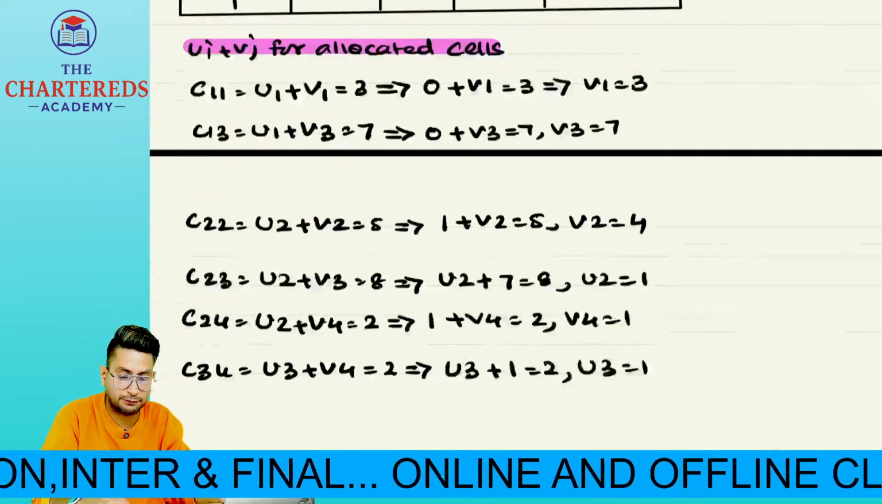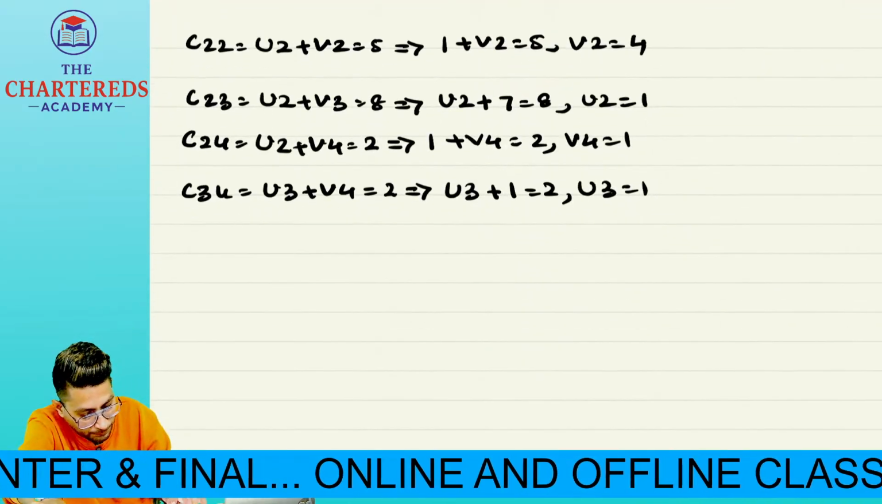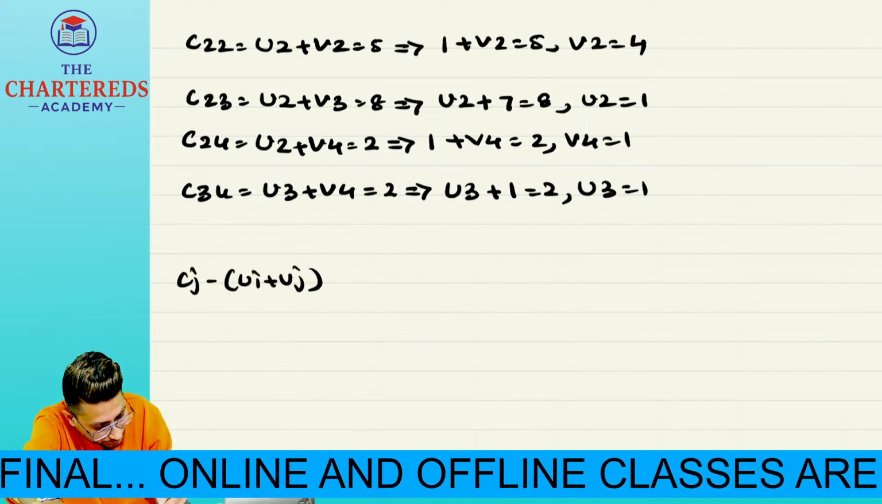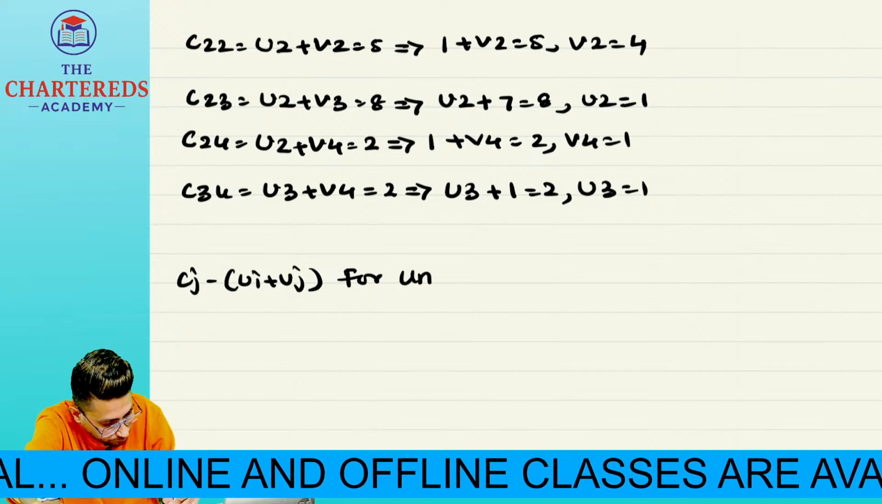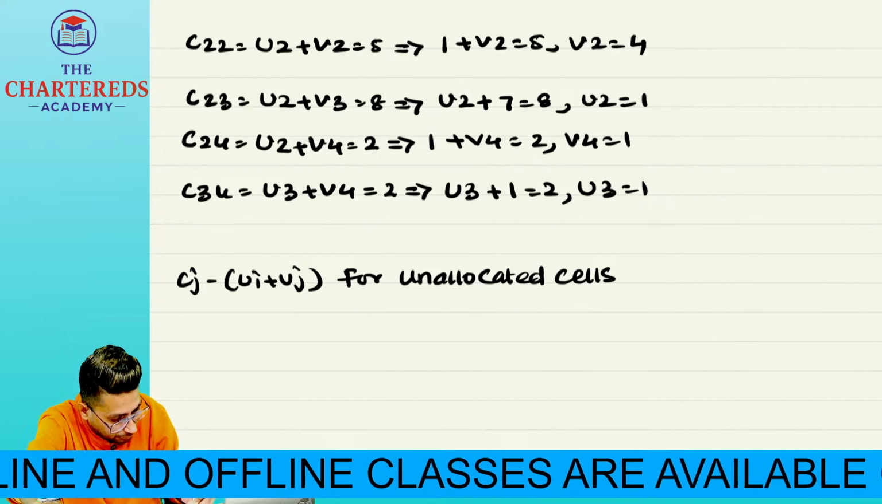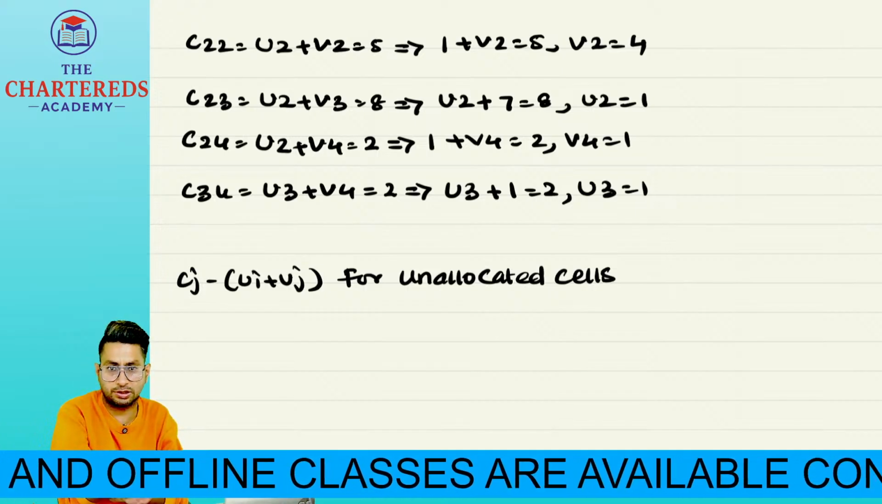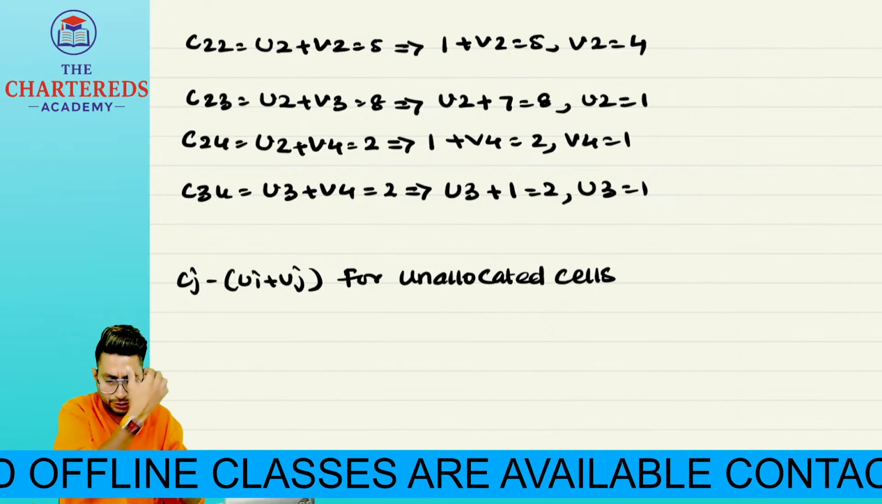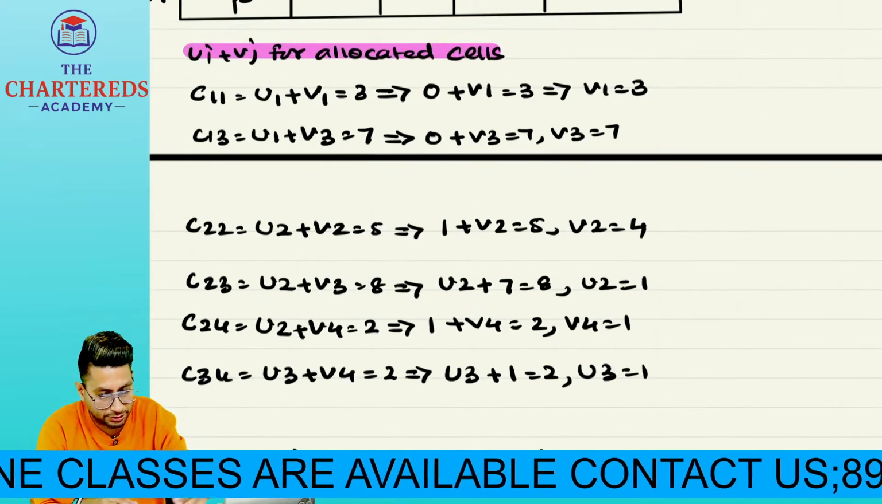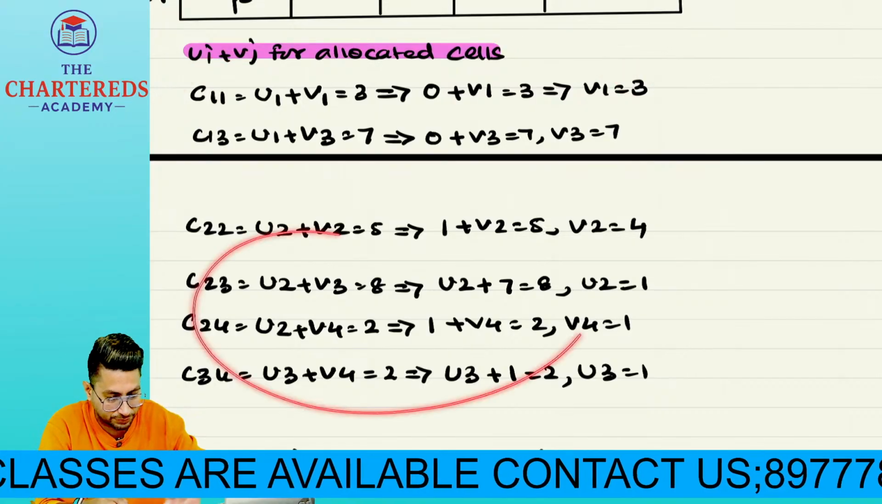Now after this we have to calculate what? Cj minus ui plus vj for the unallocated cells. Later, once this chapter is over, I'll show a shortcut also, which you can use. But in the exam, always write detailed notes. Unless you write this, you won't get marks in the exam. It is mandatory to write.